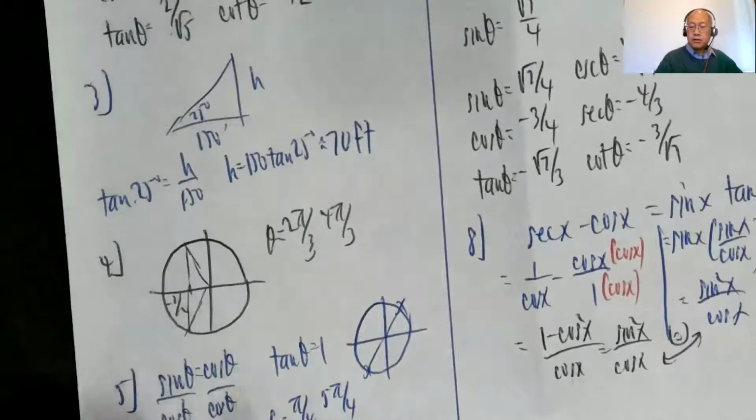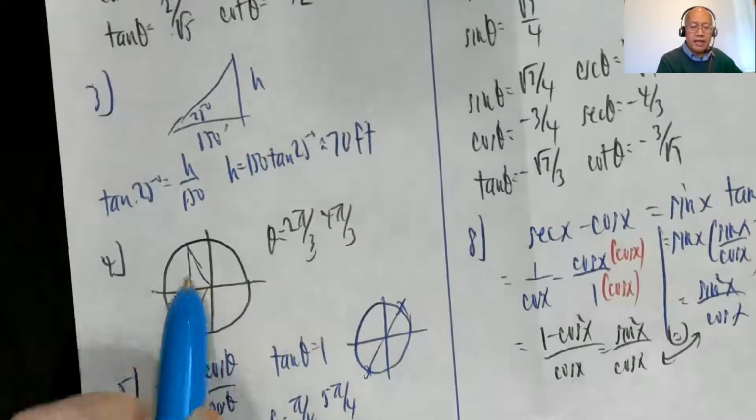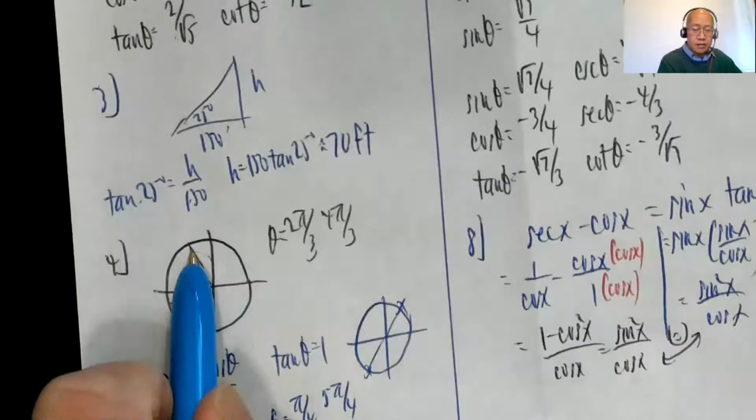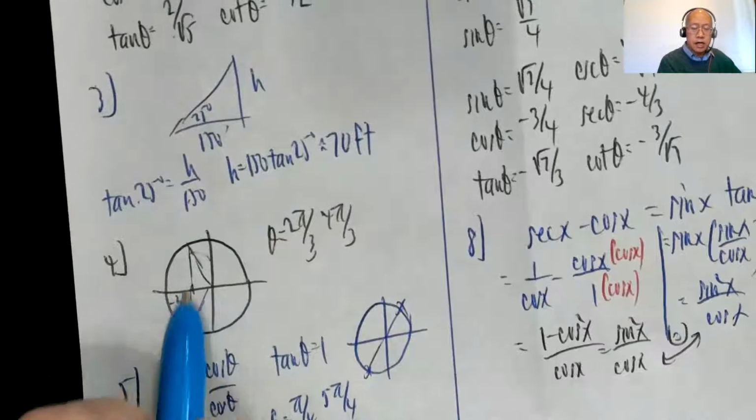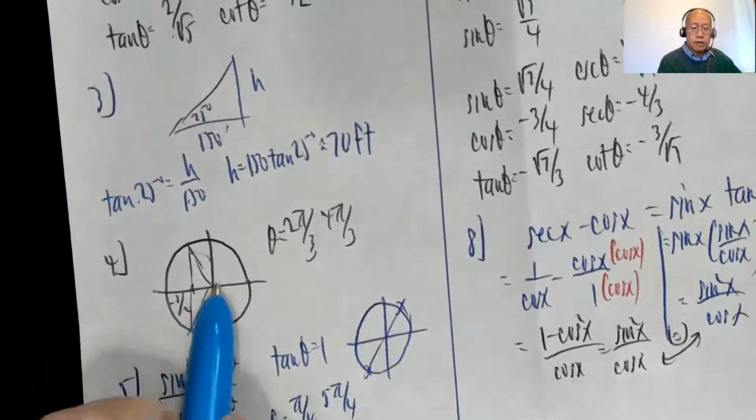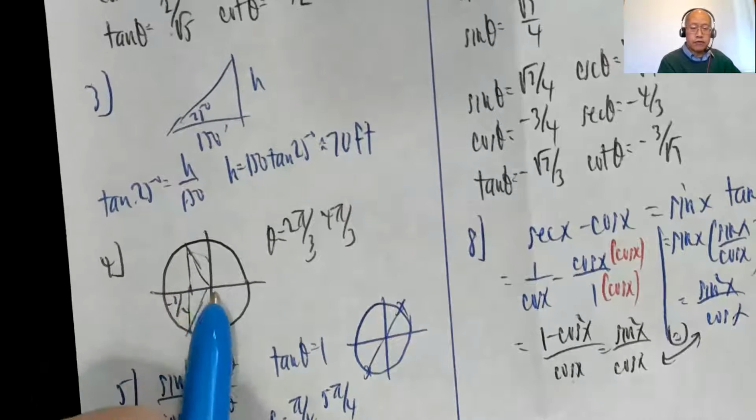Number 4, cosine of theta is -1/2. I want the x coordinate to be -1/2. That looks like 30 as a reference angle. So that's 120 degrees, 2 pi over 3. And then a third quadrant angle, which looks like it's going to be 240 degrees. That's 4 pi over 3.